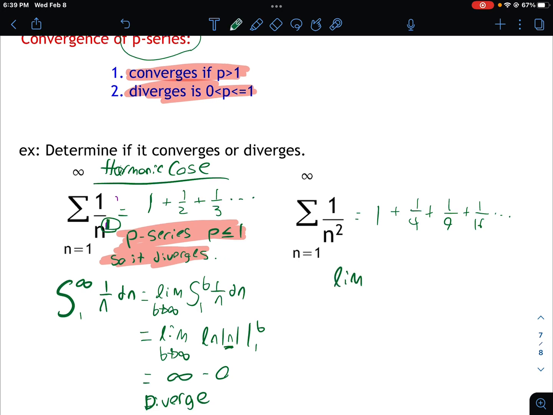So we're going to take the limit as b approaches infinity of the integral from 1 to b of 1 over n squared dn. Let's go ahead and rewrite this to take this integral, as n to the negative 2 power dn.